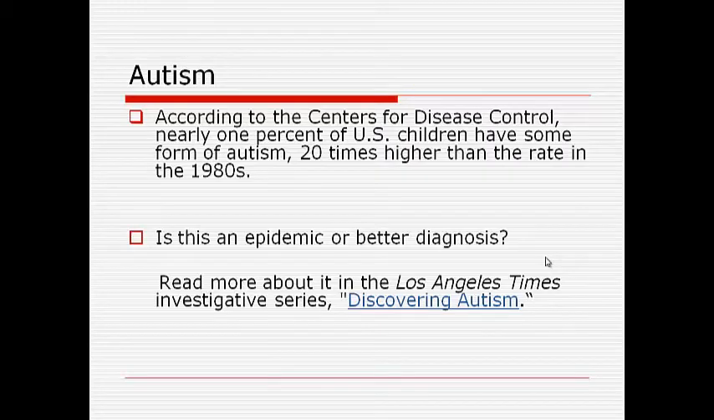Autism is a rapidly growing area, and according to the Centers for Disease Control, nearly 1% have some form of autism. That's 20 times higher than it was in 1980. Some are considering this an epidemic. Others are considering it better diagnosis. You be the judge. Intellectual disabilities, we're talking here the significant cognitive disabilities used to be called mental retardation, but we're talking approximately 50 IQ or lower and some difficulty with adaptive skills.